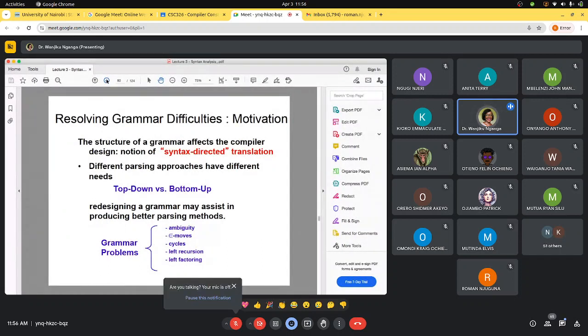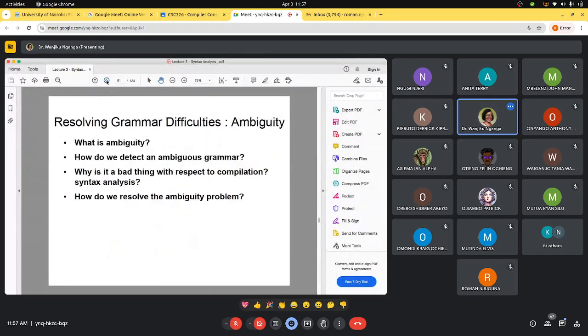So we've seen that there are two: top-down and bottom-up. As the name suggests, top-down always starts with the grammar start symbol and tries to generate the token stream from the scanner. Bottom-up, as the name suggests, starts with the token stream and tries to work its way up to the start symbol. For each of them, we have to make sure that these problems have been eliminated from your grammar, otherwise you might end up in an infinite loop, for instance, if you have left recursion. We'll go through them over time, but today we'll focus on ambiguity largely.